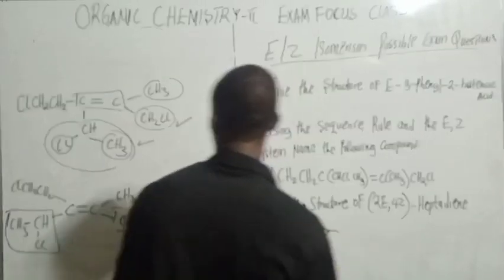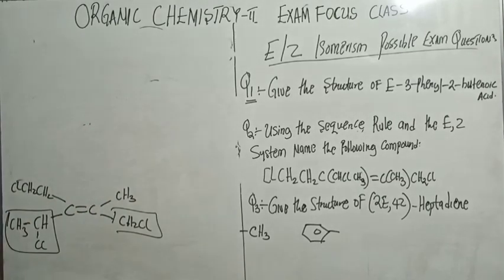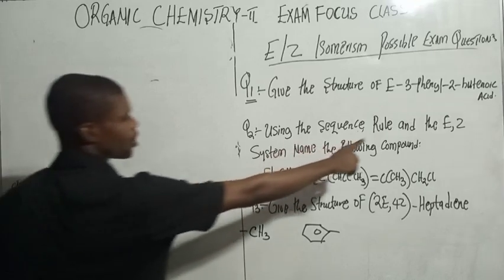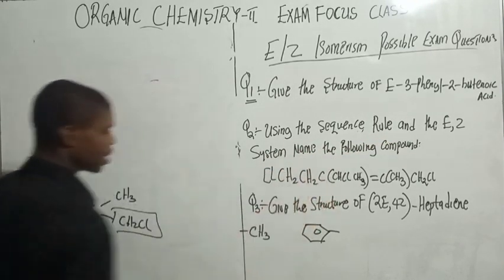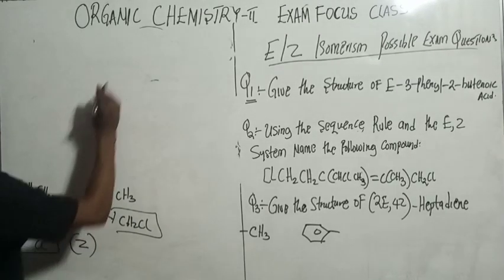Now because they are on the same side here, this is what I call Z. They say use the sequence rule and the E and Z system to name the following. Do you get that? This is it here. Then let's draw the E.